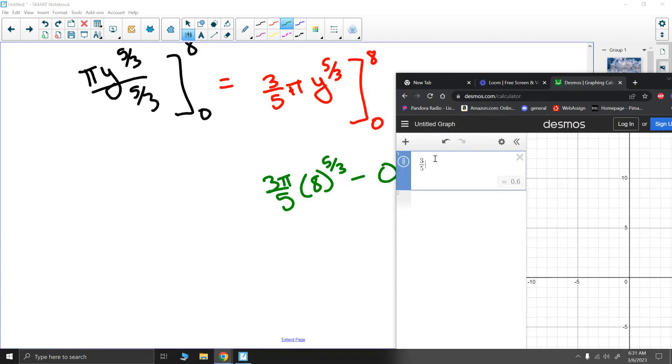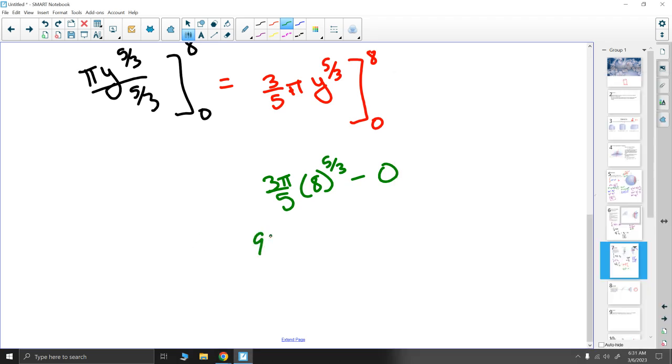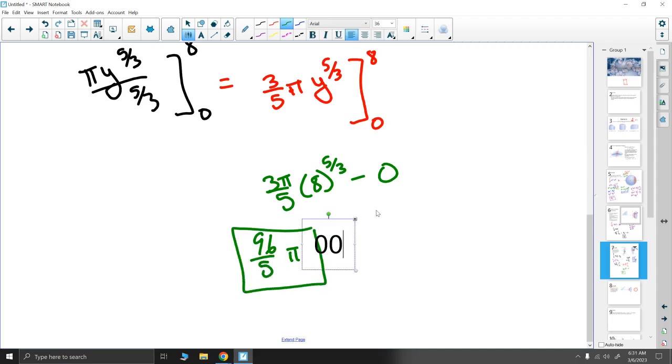3/5 times 8 to the 5/3 is going to give us some value, 96 over 5. So that is 96 over 5 pi. And again, cubic units or what have you, whatever units we're talking about. All right, so again, that's just the basic concept.